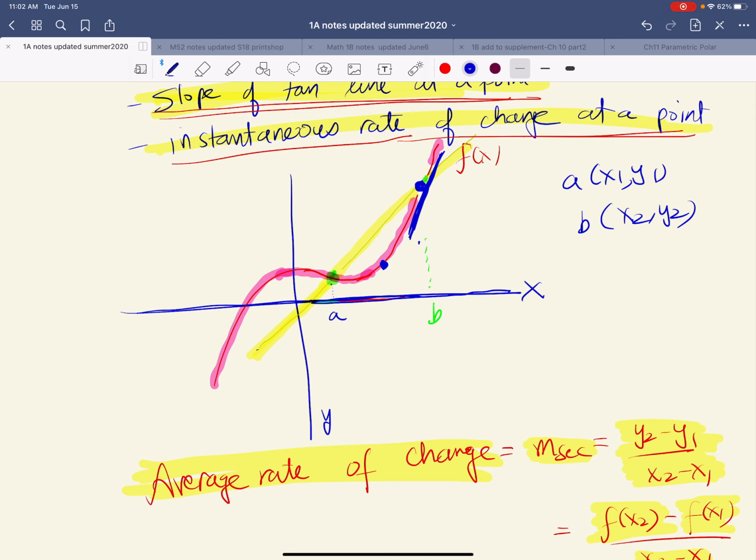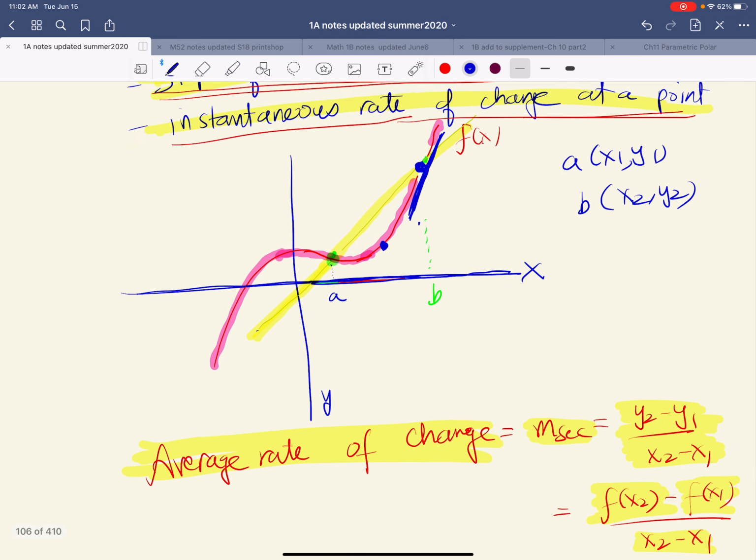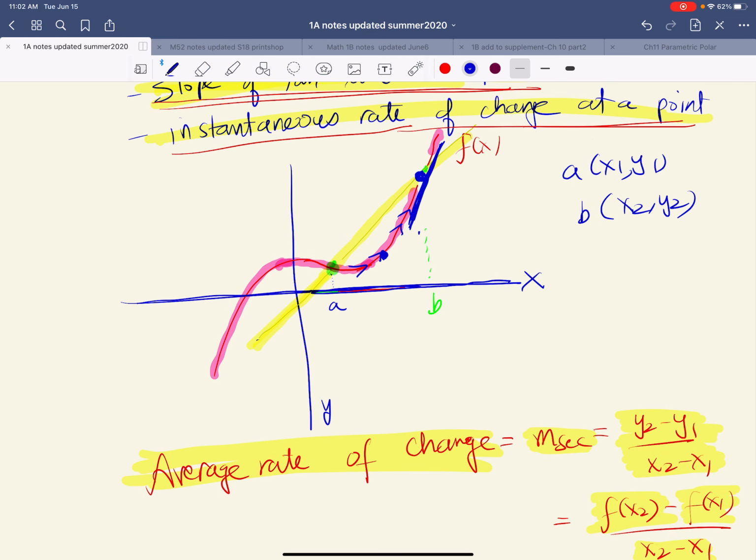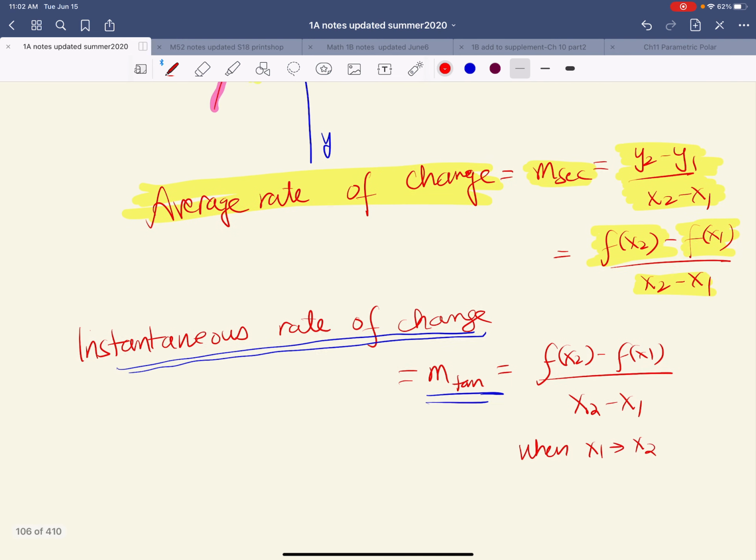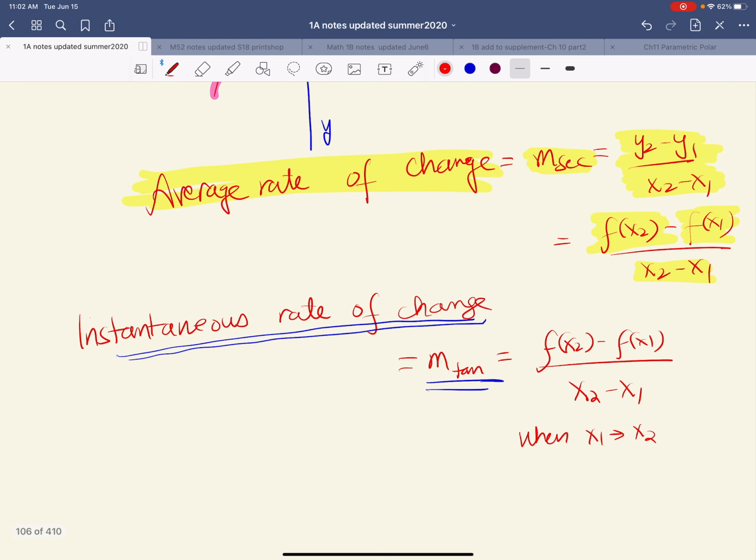What if you want to find the slope of the tangent line? There's no way to find the slope when you only know 1 point on the curve. So what we're going to do is bring point A really close to point B and then find the slope of the line passing through these 2 points. We're going to say point A is very close to point B, or x1 is very close to x2. We bring the 2 points infinitesimally close to each other, and then we find the slope, and that's going to be my instantaneous rate of change.